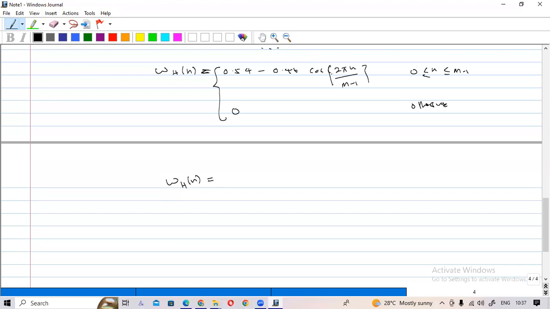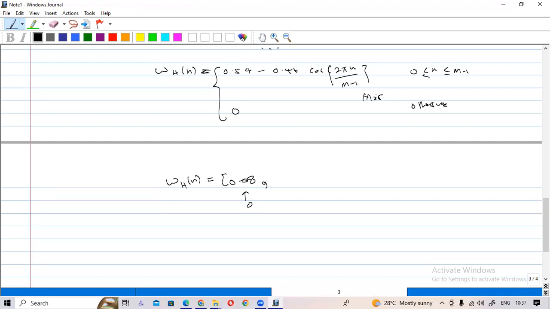So you have to apply n = 0 here. Cos 0 will be 1, yes. That means 0.54 minus 0.46, so you will have 0.08. This is the 0th sample. Then you can apply n = 1 here. In this case also N is equal to 5, so you have to do this until 4.